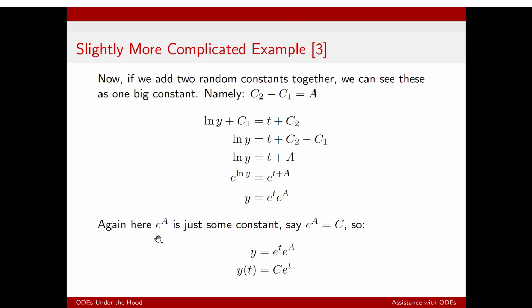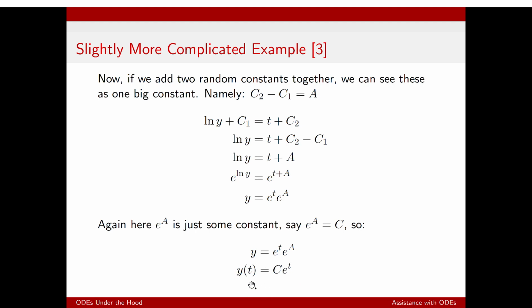But again, something nice here is that this e to the a is just some constant, right? e is a number, 2.7 something. So e to some number, whatever that number is, we'll just call that c. So we can rewrite this line here, and then boom, y of t equals c e to the t. So this is now what we've been looking for.